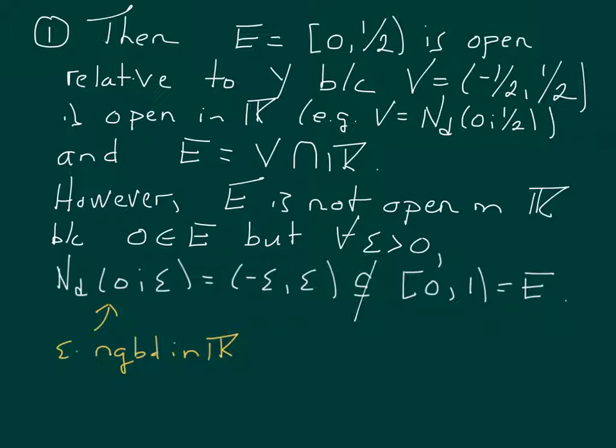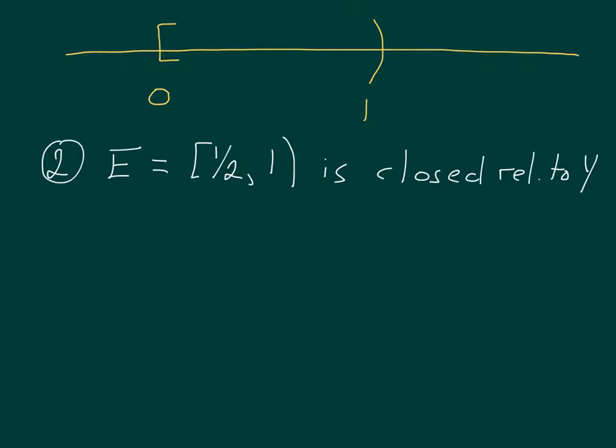All right, now let's give an example of a closed subset of this metric space. So again, we're taking Y to be equal to the interval of all real numbers greater than or equal to 0 and less than 1. And we're saying that E is equal to this half closed, half open interval, 1/2 to 1, is actually closed relative to Y.